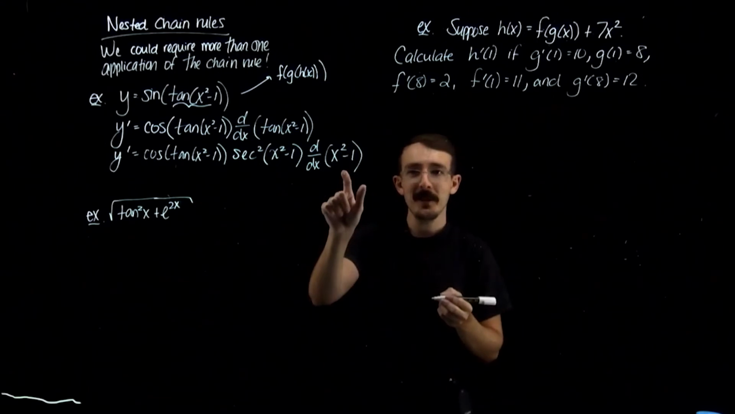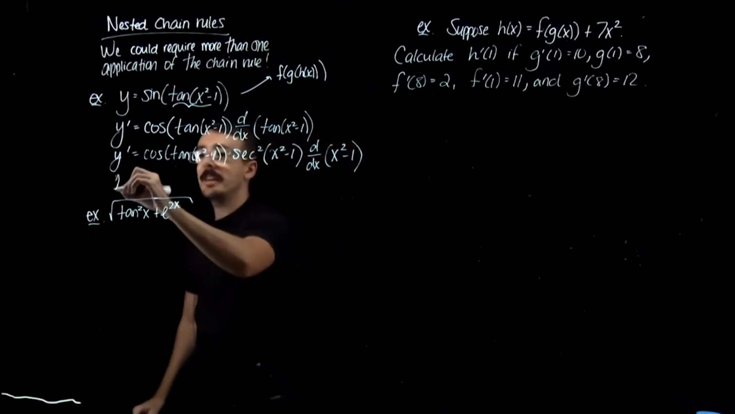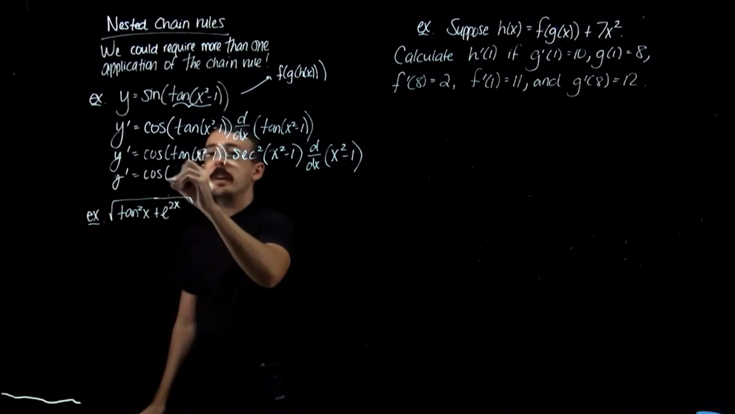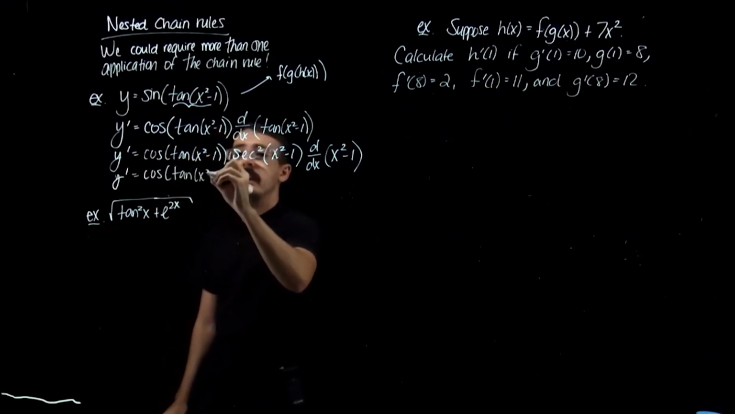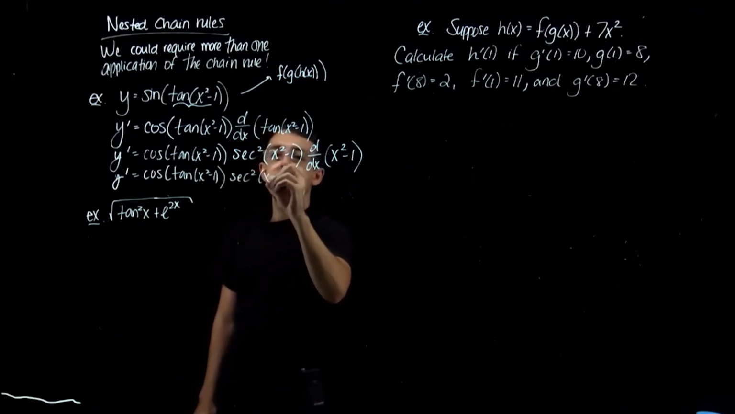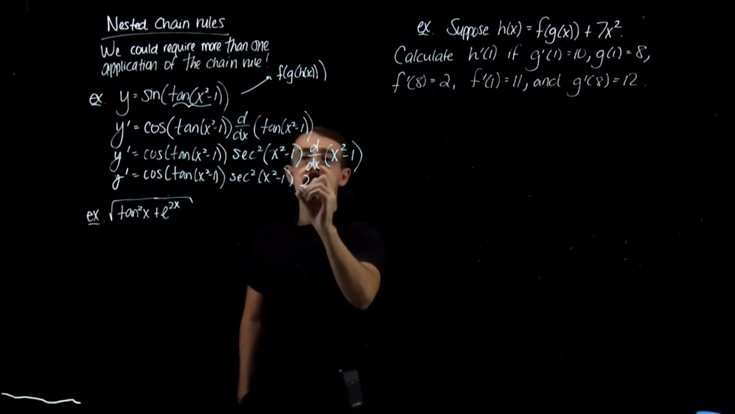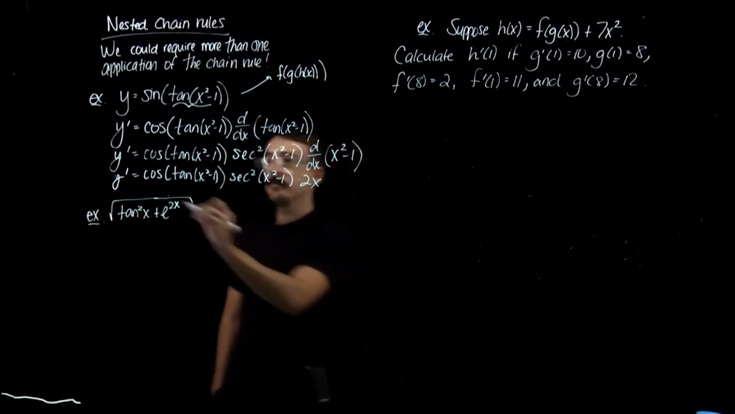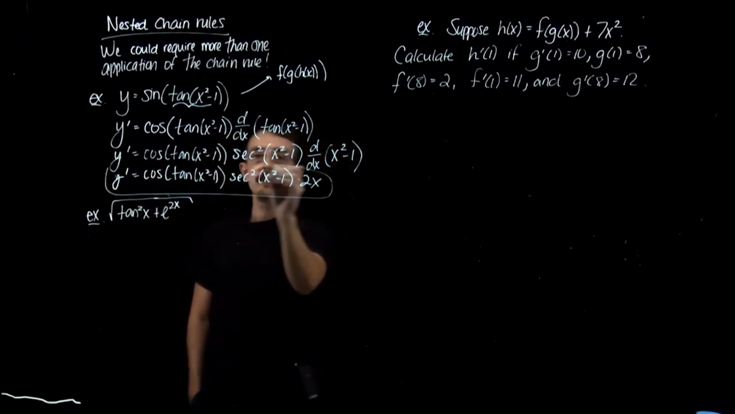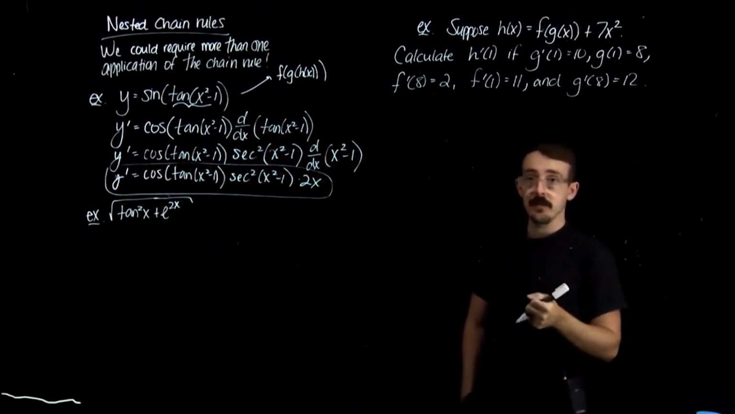OK, we're almost there. This doesn't require the chain rule anymore, right? This is just a power rule and a derivative of a constant. So my final answer will just be cosine of tangent of x squared minus 1, times secant squared of x squared minus 1. And the derivative of this is just times 2x. So that just required 2 applications of the chain rule.